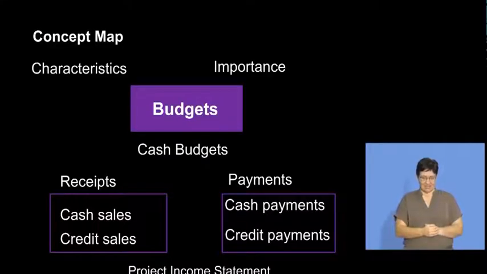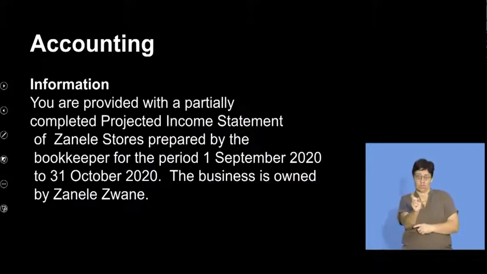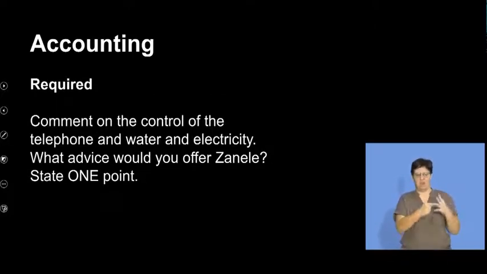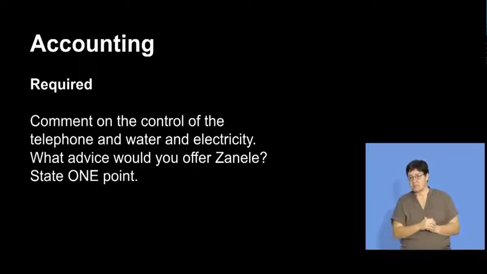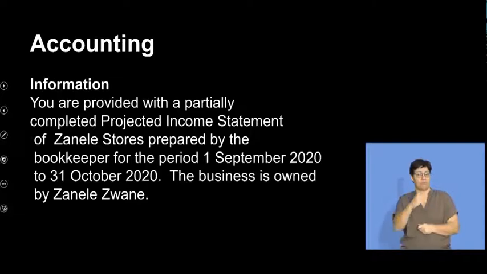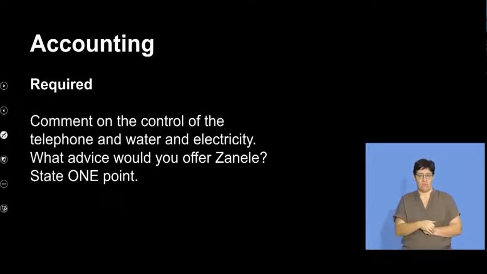And we are told here that's the information. We're dealing with a bookkeeper, and the information that we have here is: comment on the control of the telephone and the water and electricity. What advice would you offer to Zanele?